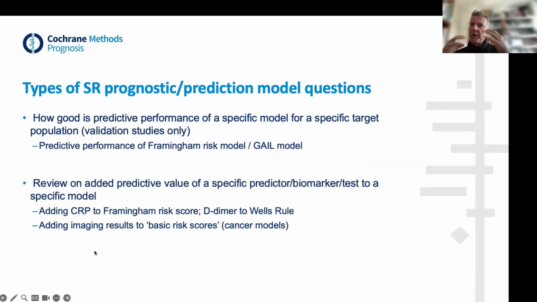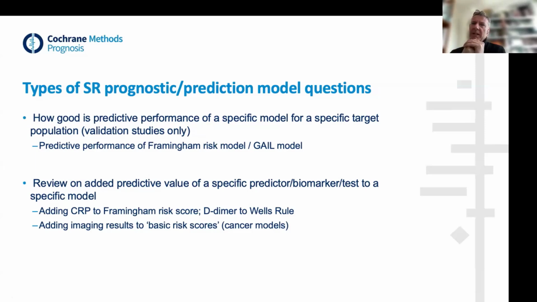What you also can do is focus on a specific model. For example, how good is the predictive performance of a specific model for a specific target population? And every model is developed only once. Like every drug is constructed or manufactured only once. Every test is developed or manufactured only once. But of course, there are multiple randomized trials on the specific drugs that can be done. There can be multiple diagnostic test accuracy studies on a single test. And so there can be multiple validation studies of a specific model that is developed only once.